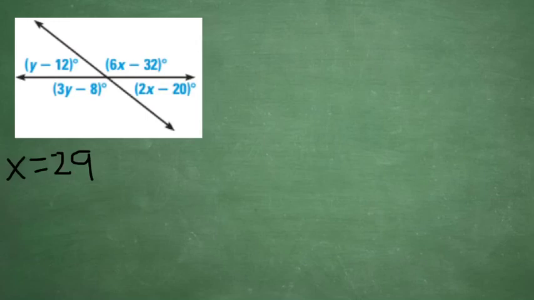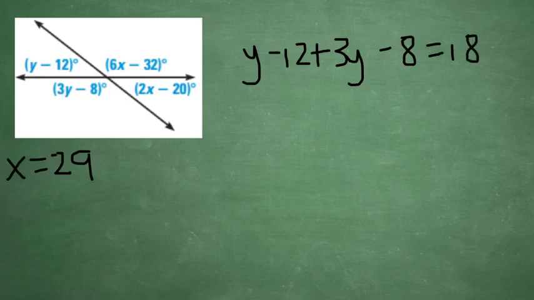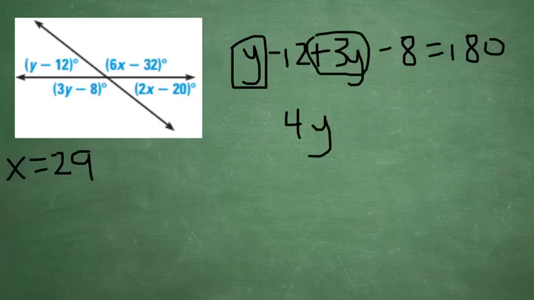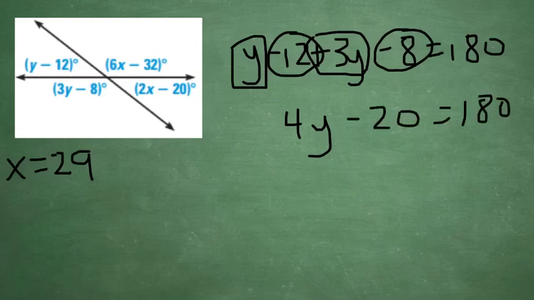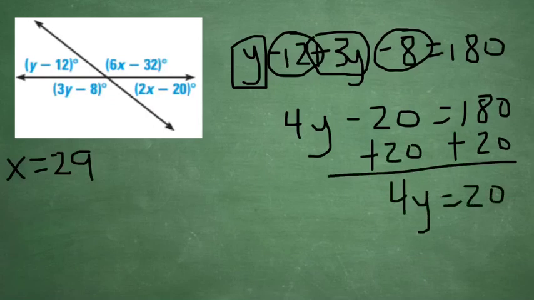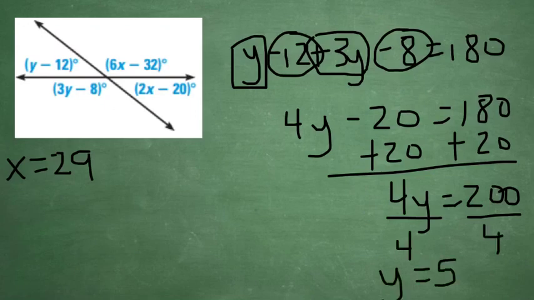So probably the easiest way is to set up the same way. So by writing y minus 12 plus 3y minus 8 equals 180. Again, it's a linear pair, so we can combine, very similar to the last one. 4y, negative 12 and negative 8, so minus 20. And after we add 20 to both sides, we get 4y equals 200. And let's divide, so y should equal 50.